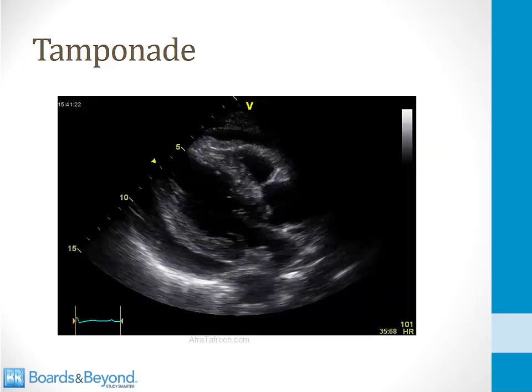This is an echocardiogram image of a patient with tamponade. This is the LV cavity right here. This is the wall of the left ventricle. This is the RV cavity here, and this black space surrounding the heart is fluid, and when that fluid takes on a high pressure, that can lead to tamponade.